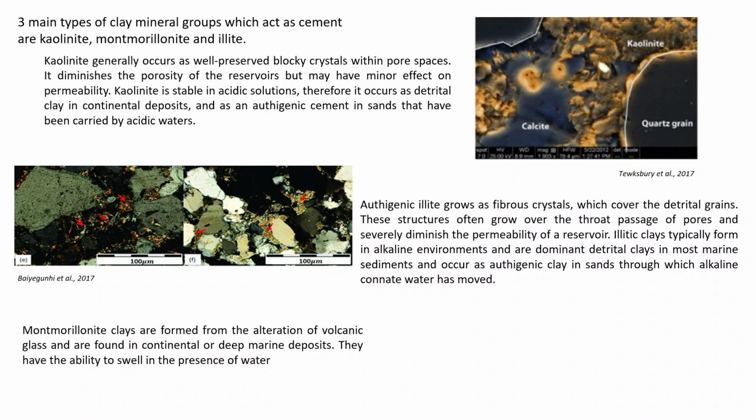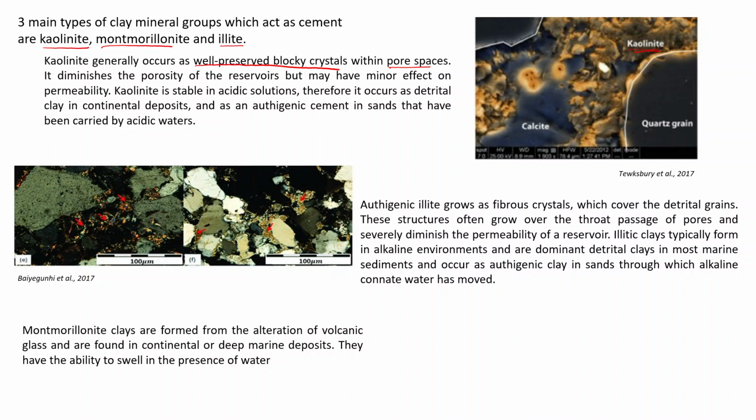We are also aware of the fact that clay minerals are very complex in their mineralogy and structure. Normally, three main types of clay mineral groups act as cement: kaolinite, montmorillonite, and illite. Of course, there are various other types of minerals, but these three are the main clay minerals. The kaolinite mineral generally occurs as well-preserved blocky crystals within the pore spaces. If you can see here, all this yellowish colored material is kaolinite.